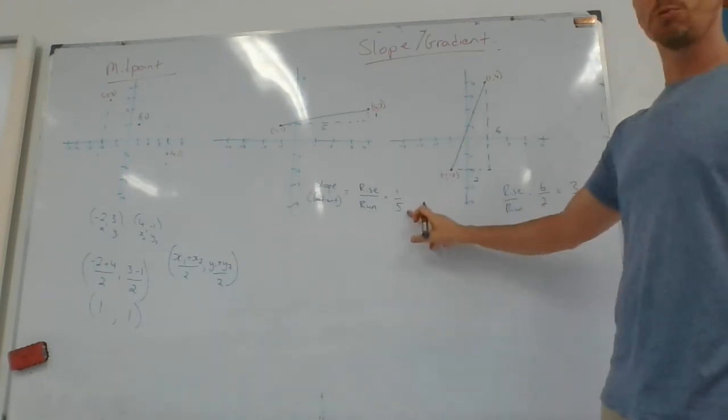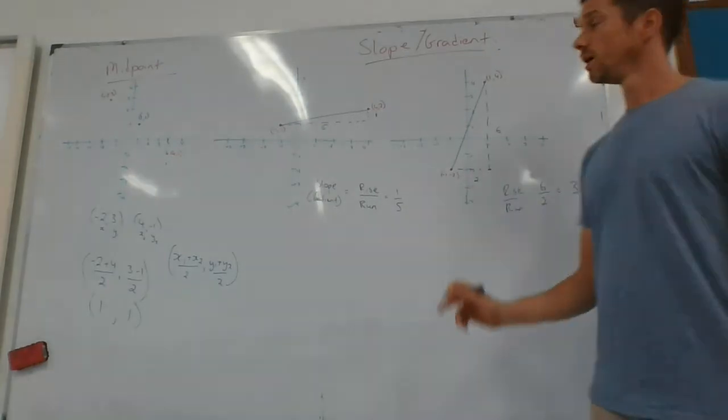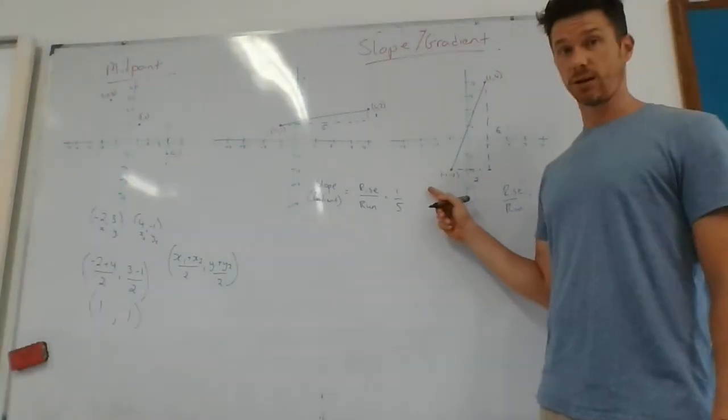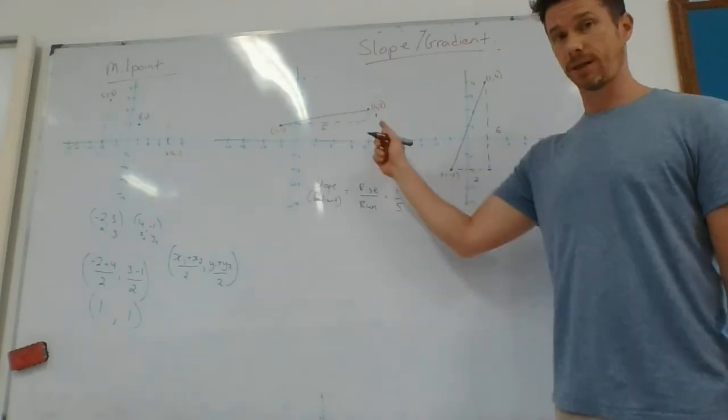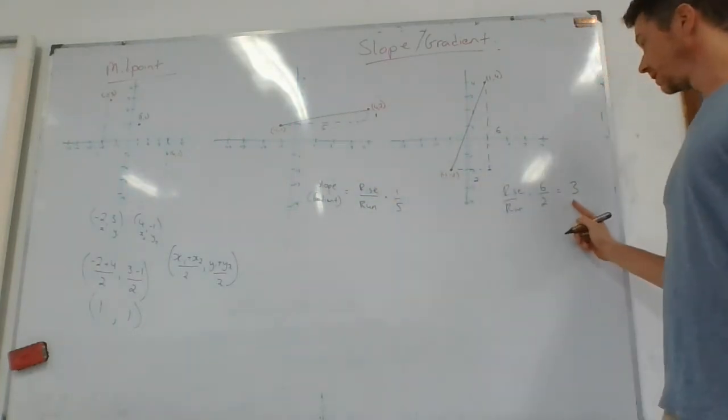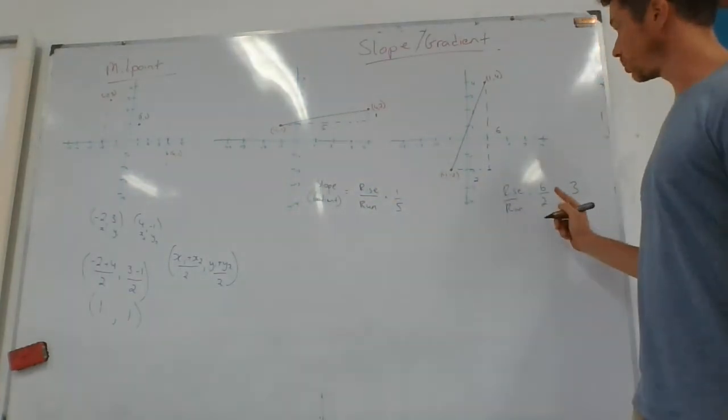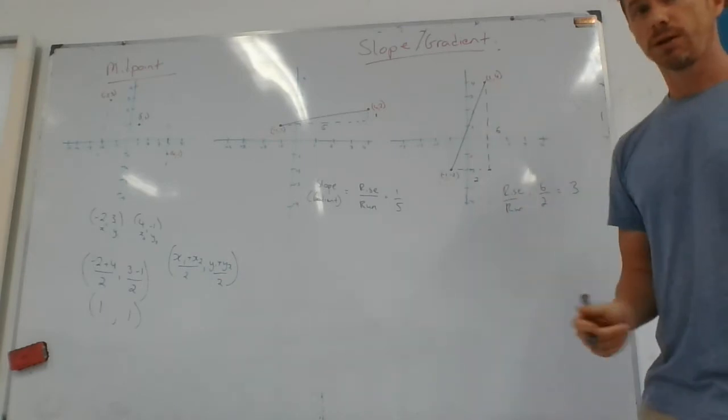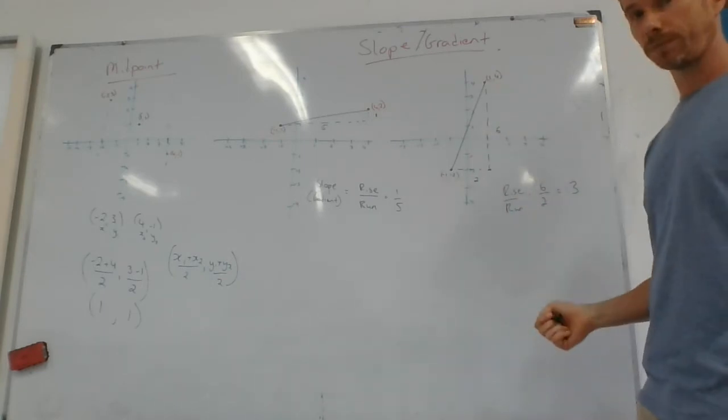So this one has a slope of 1/5, not even 1. Pretty close to being flat. 0 would be a flat one here, if you think about it. And this one has a slope of 3. So yeah, it's quite a steep slope. It's a lot steeper than the 1/5 one.